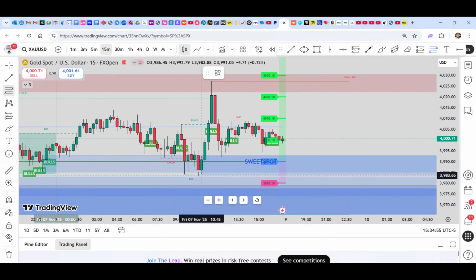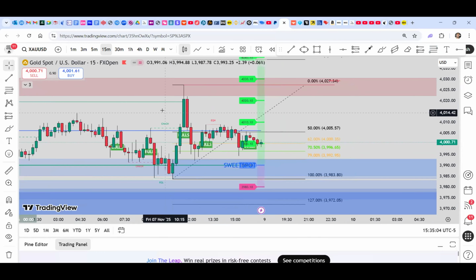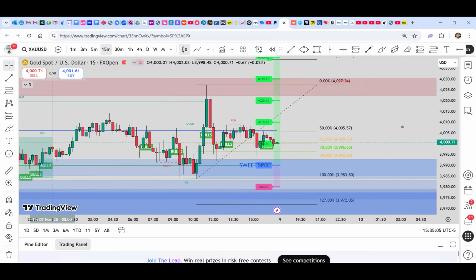So these are certain concepts built into the tool as well that we haven't even touched on, but because you have a fair understanding of trading, then yeah. Price would have pulled back into my golden area.